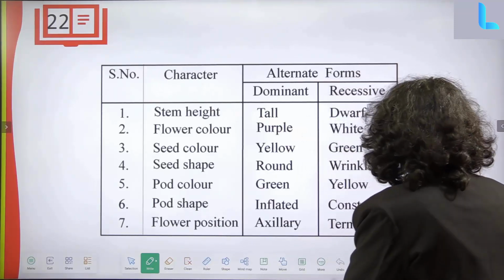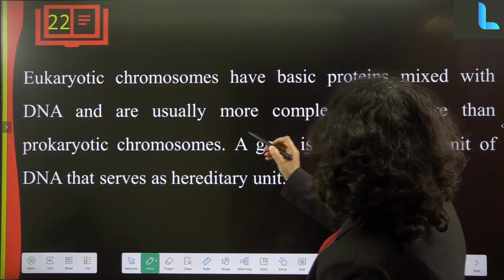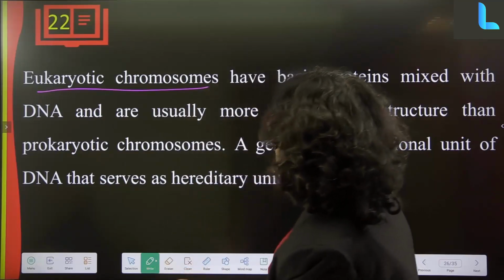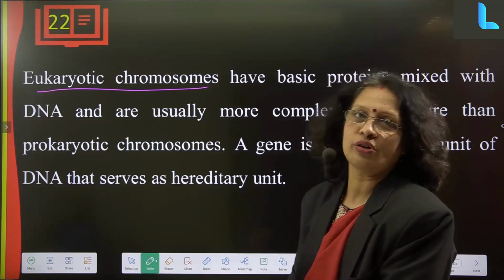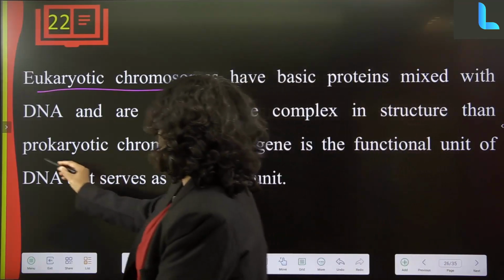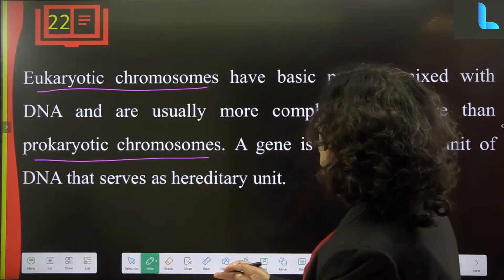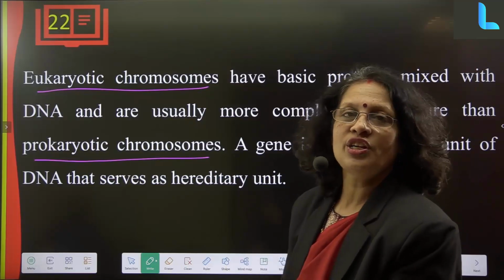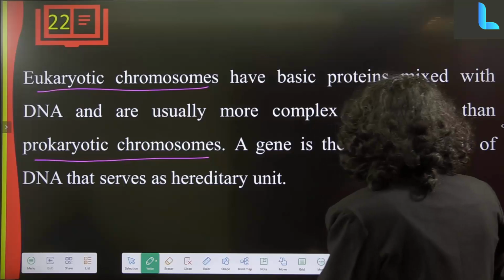Okay, so this kind of characters will be dominating. Now, eukaryotic chromosomes: what are eukaryotic chromosomes? They have basic protein mixed with DNA and are usually more complex in structure than prokaryotic chromosomes. So you should understand the difference here. A gene is the functional unit of DNA that serves as a heredity unit. Just now we said genetic material is DNA, and RNA is responsible for protein synthesis.